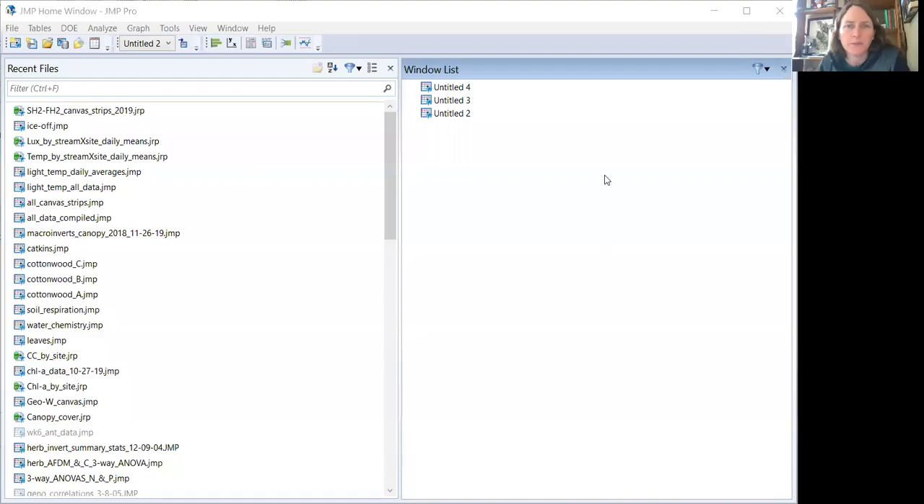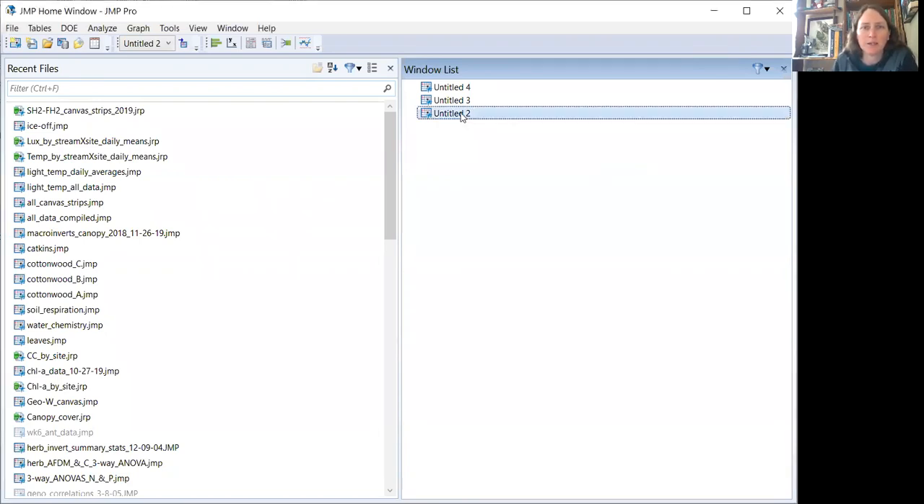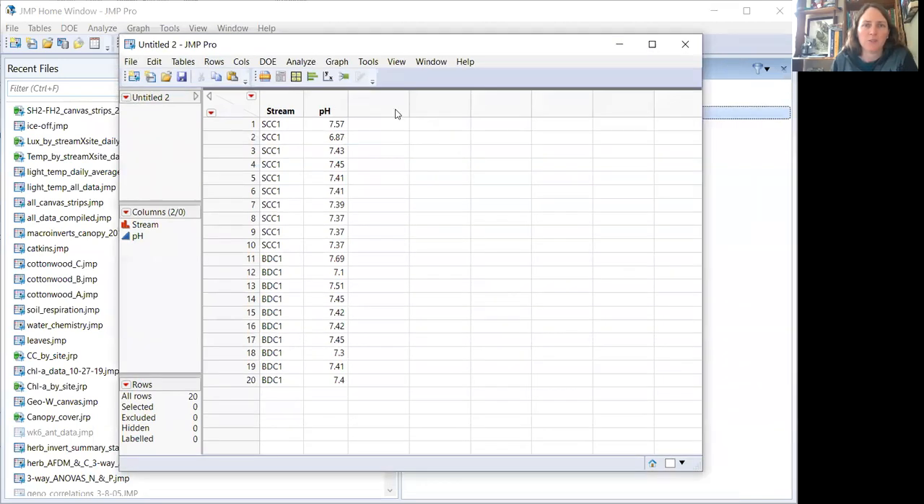All right, so I had a recommendation that I show you what it looks like when some statistical results are not significant, since most of the examples in the labs work out. So let's just open up an example data set here. We've got two different streams and their pH values. And so this would be a t-test.